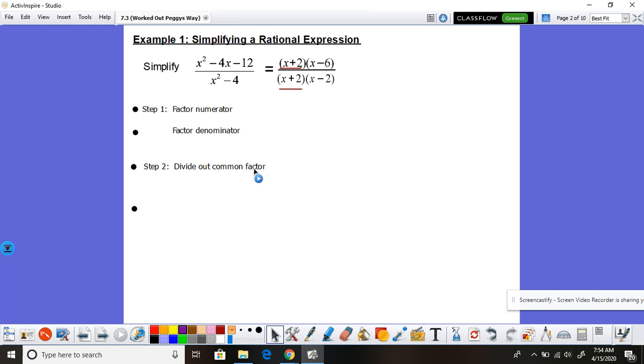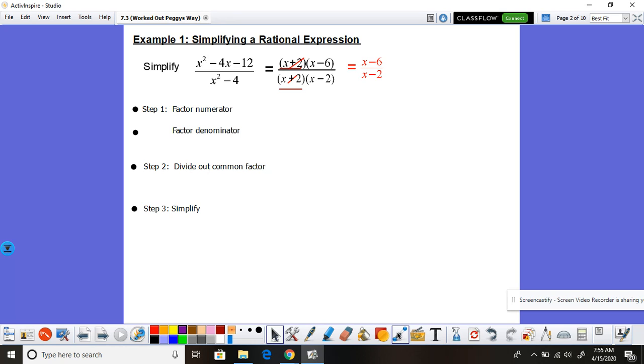When I do that, essentially x plus 2 over x plus 2 is just 1. Anything multiplied by 1, we don't even have to worry about it. So I can cross out the x plus 2 and the x plus 2. And then from there, all I have to do is simplify this fraction. So my final answer is x minus 6 over x minus 2.